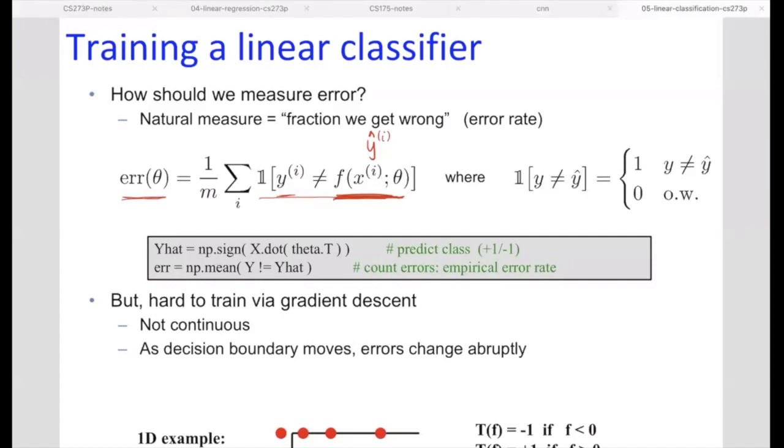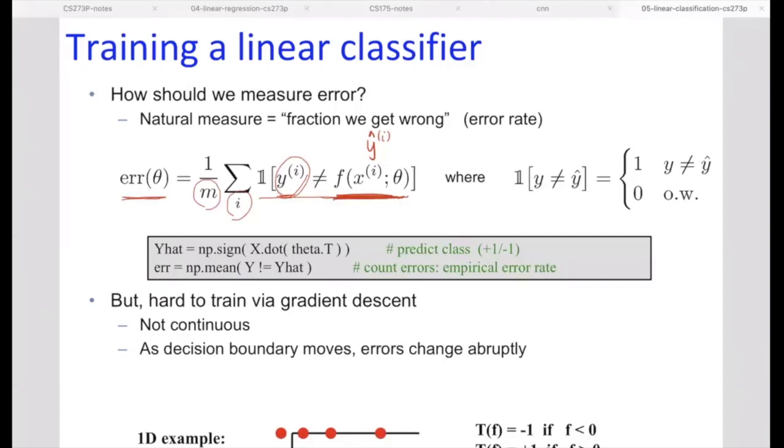For each one of the samples, I'm going to check whether my predicted label is the same as my annotated label, the ground truth label. If it's not, that is counted as one mistake. I'm going to sum over all the mistakes that I have, divided by the total number of samples I have. So this will be the error rate of my model, the fraction of the predictions that are incorrect.